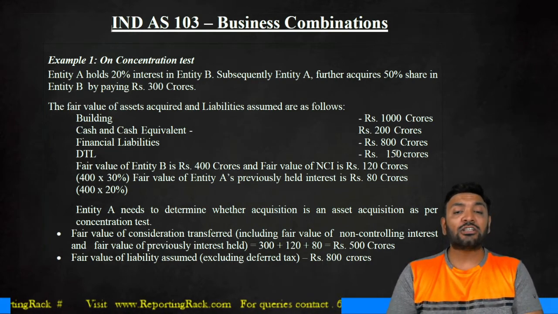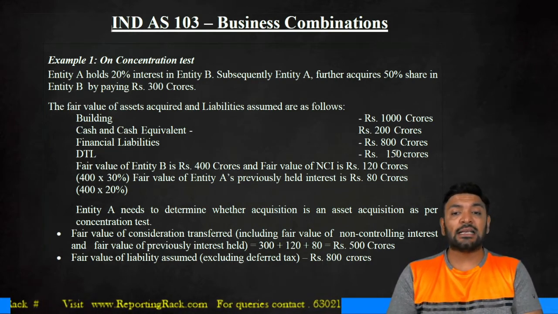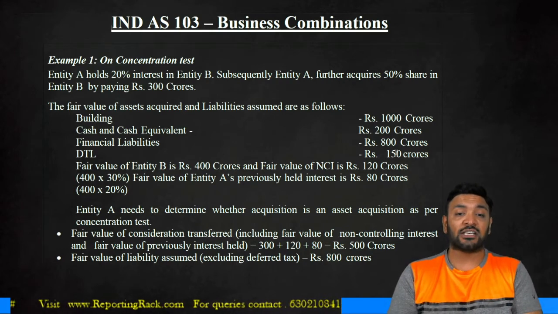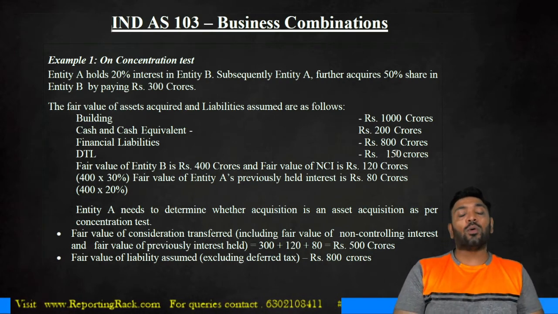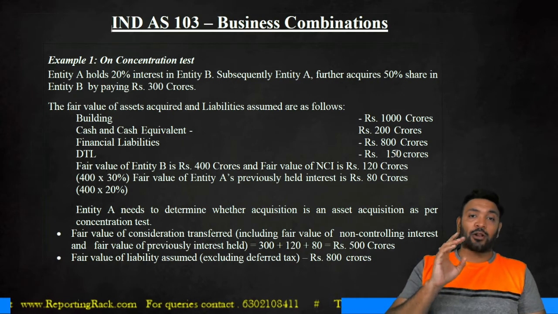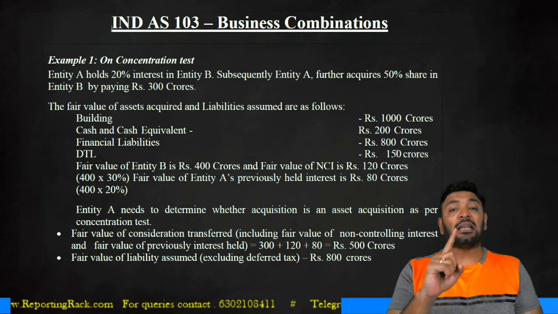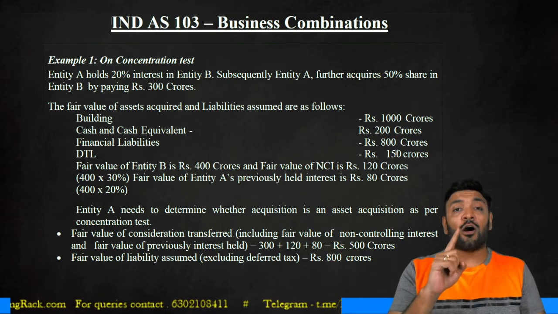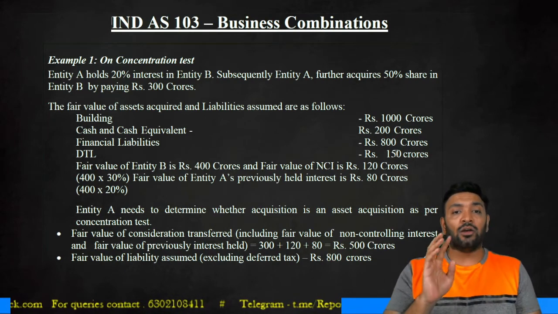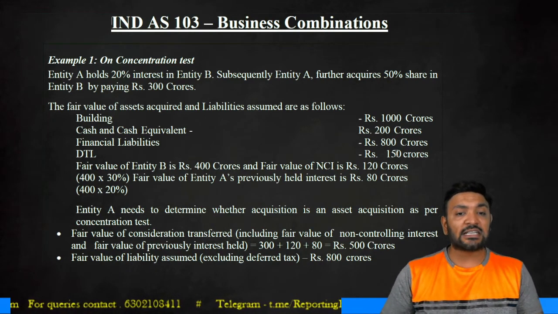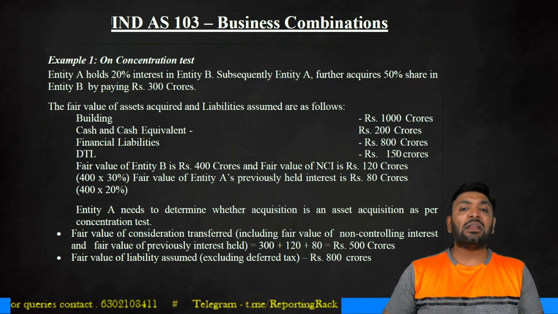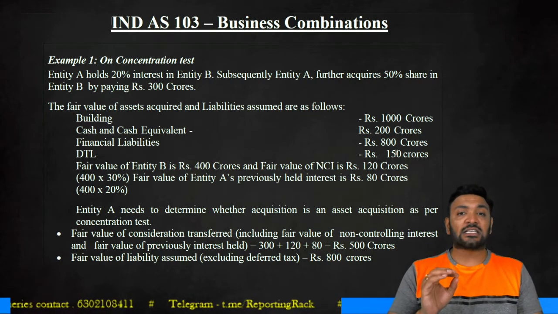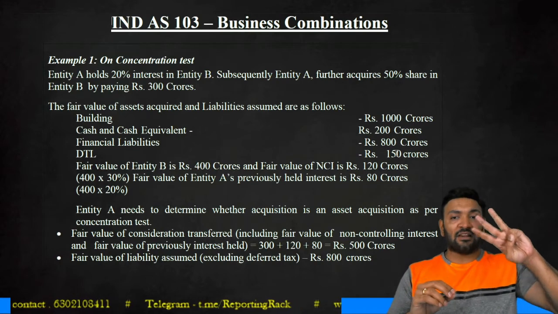Entity A needs to determine whether the acquisition is an asset acquisition as per concentration test. Now, how do we do it? I told you three-step process. First, you need to identify what is the gross value, what is the fair value of the gross assets acquired. Look at the fair value of the gross assets acquired. Now, to identify or determine the fair value of the gross assets acquired, I need to take three figures.